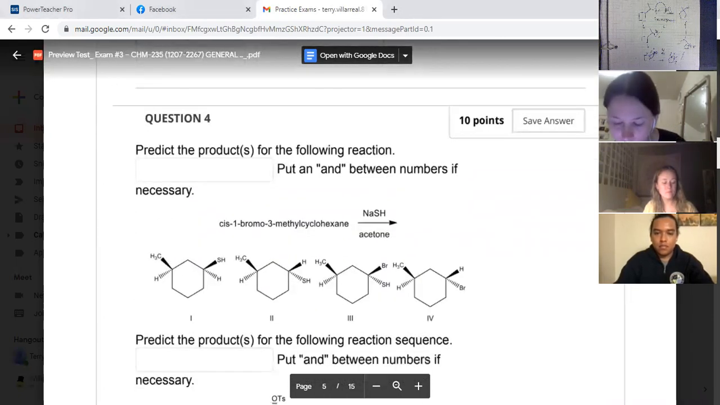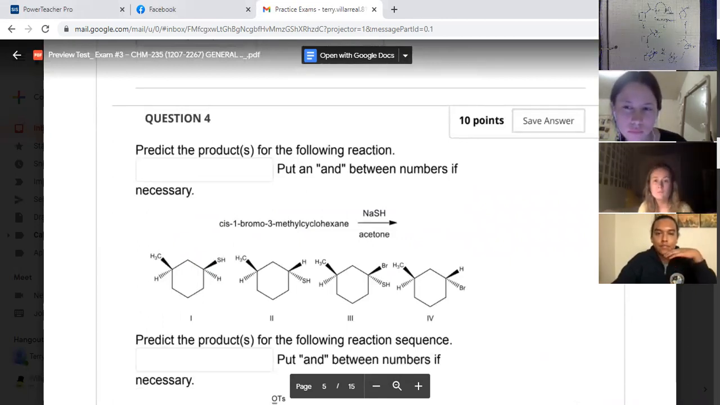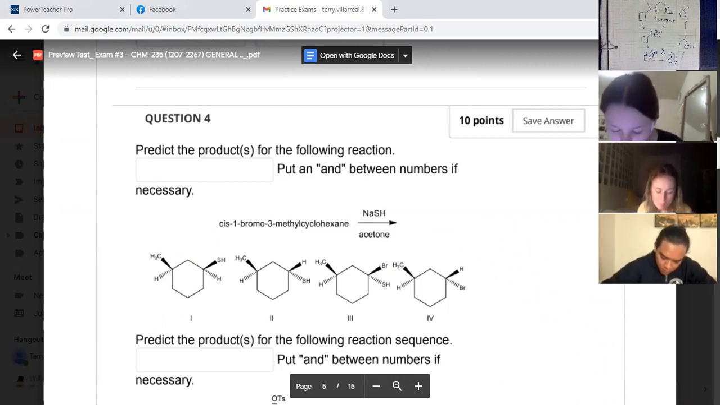Okay, so predict the products for the following reaction. We have cis-1-bromo-3-methylcyclohexane, and we add NaSH in acetone. So think about it, you guys, for 30 seconds, and I'm going to ask you to think about what type of reaction is happening here. SN1, SN2, E1, E2. Figure it out. What type of reaction is going to happen?